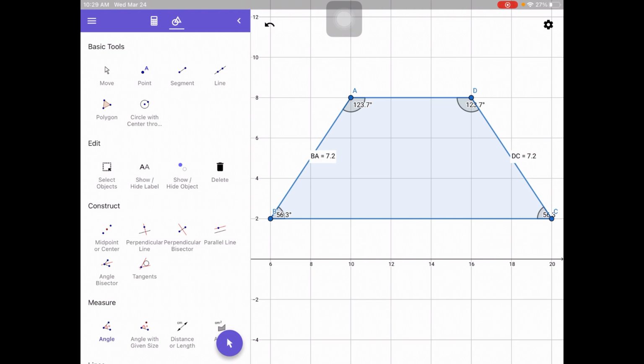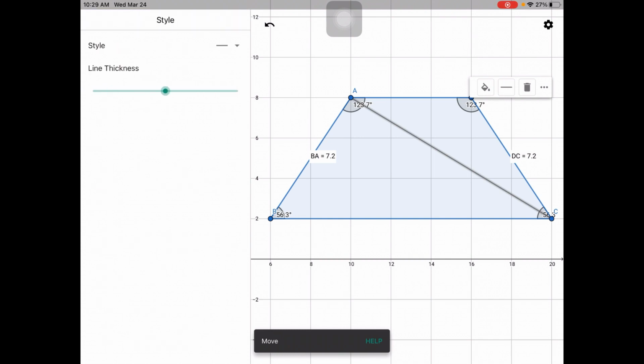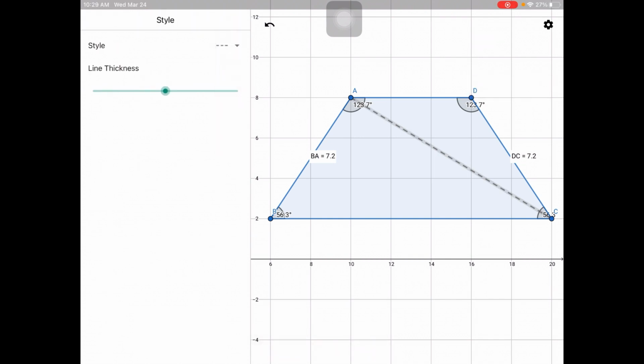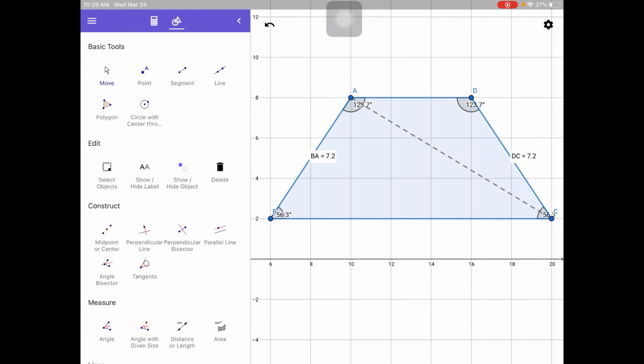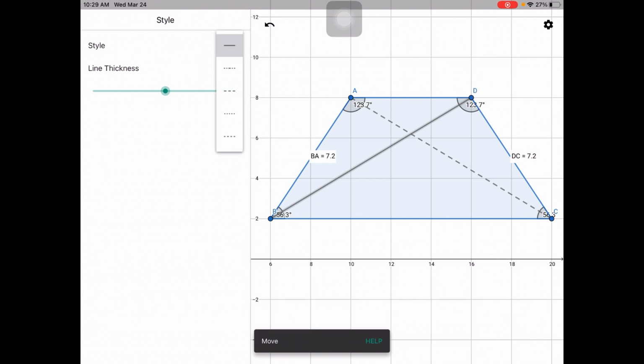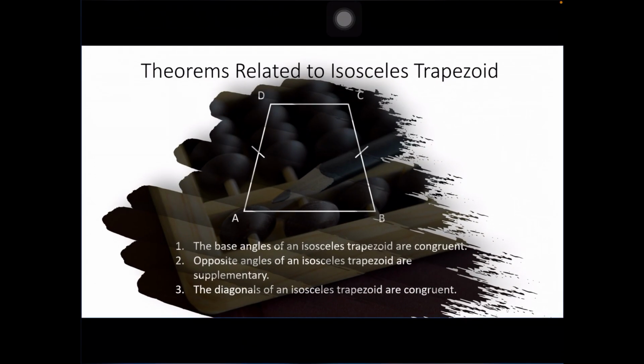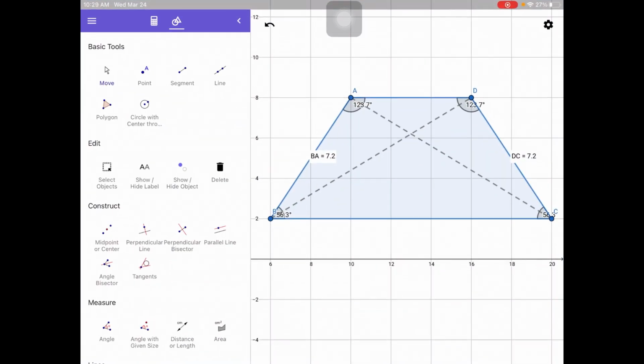Ayan po. And then, next natin, lagyan natin ng diagonal. Lagyan po natin ng segment AC. Gawin natin hidden line para hindi siya masyadong busy. Tapos, yung segment BD, gawin din natin hidden line. Sabi dito, the diagonals of an isosceles trapezoid are congruent. Sabihin daw po, yung diagonals natin is equal in measure.